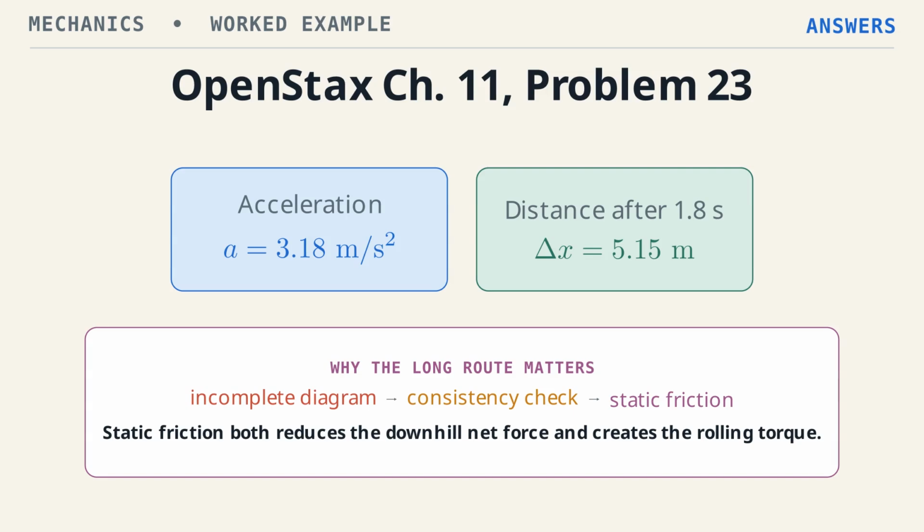The central lesson is the consistency check. An incomplete diagram reproduces the tempting sliding answer, but cannot produce rolling. Static friction resolves the contradiction. It reduces the downhill net force and provides the torque needed for rotation.